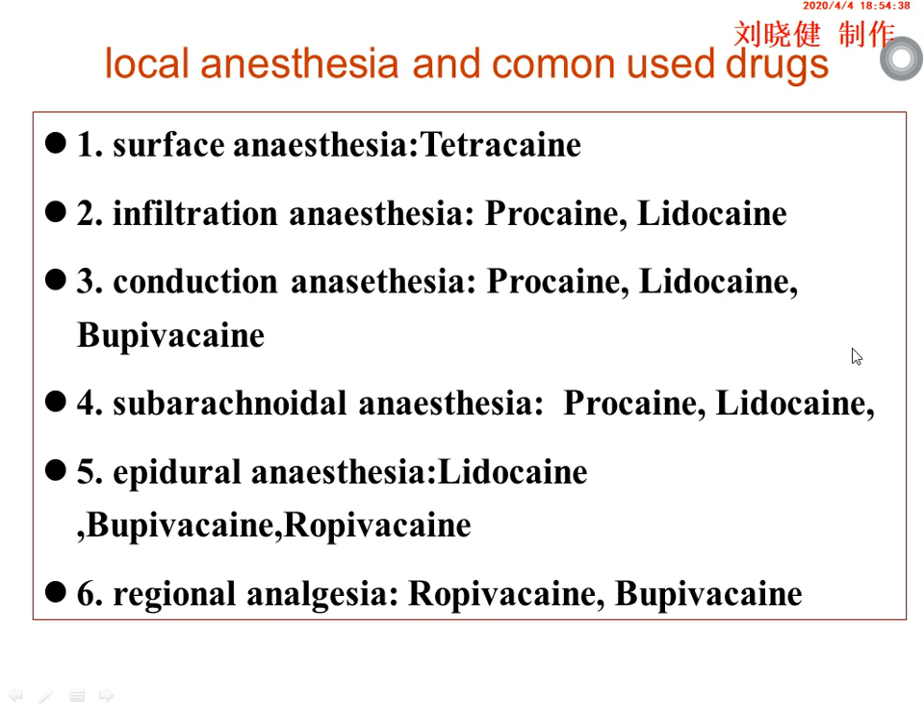Bupivacaine is similar to lidocaine but has stronger anesthesia, but it also has cardiac toxicity. Ropivacaine has a relatively weaker effect on the somatic nerve, so for regional analgesia it is the most commonly used. And procaine also has allergic reactions.